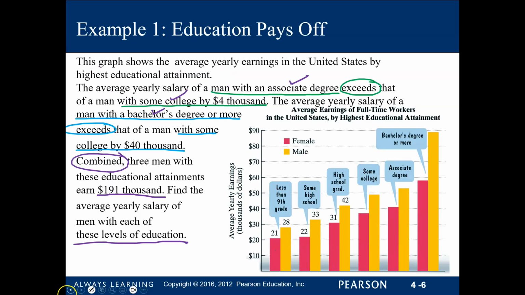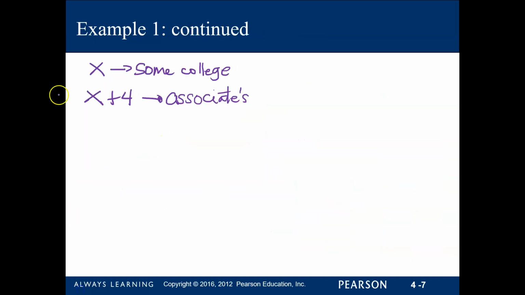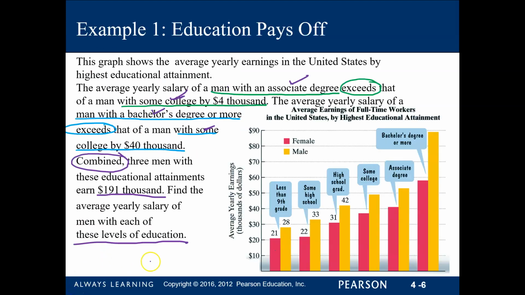Going back to the problem, a man with a bachelor's degree or more exceeds that of a man with some college. So again, it's comparing with the some college. So the bachelor's exceeds by 40,000. So in this case, some college plus the 40,000, this is the representation for the earnings of someone with a bachelor's or more. Okay? So from this representation, what will be our equation?